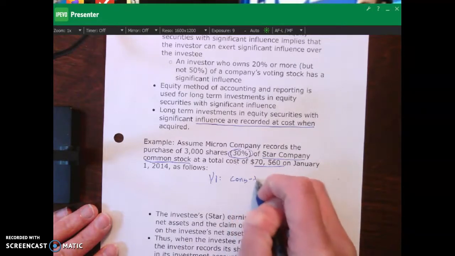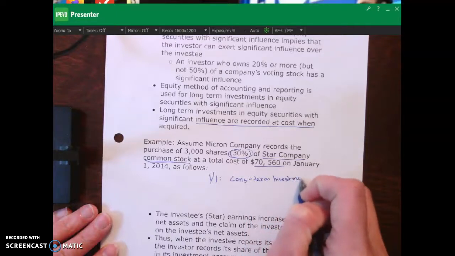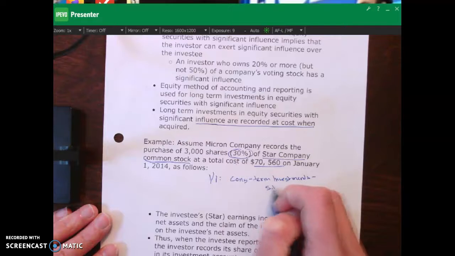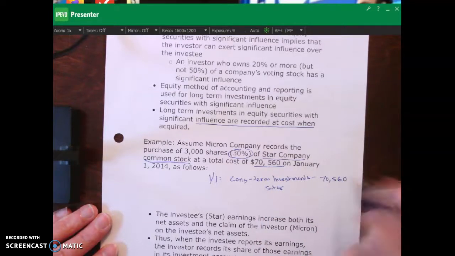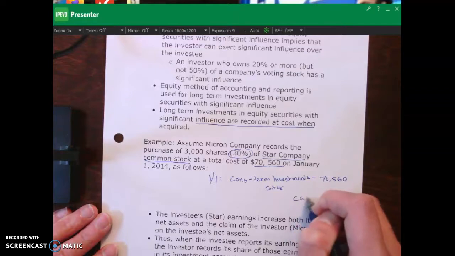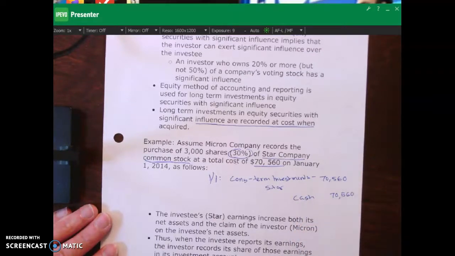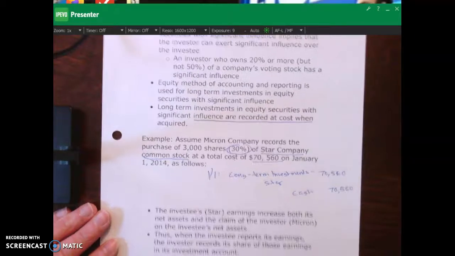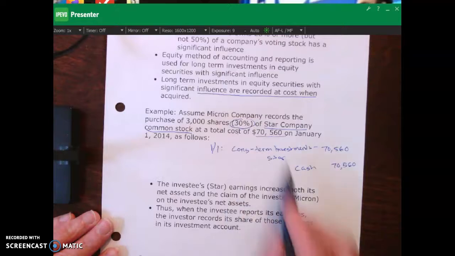So we say our long-term investments, Star, that's the company that we're buying the stock in, $70,560 debit, and then we credit cash for $70,560. We have to buy it with cash. Okay? So when we look over here, continuing on, we can say the investee's, Star's, earnings increase both its own net assets and then the claim of the investor.